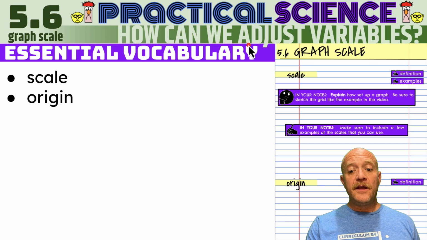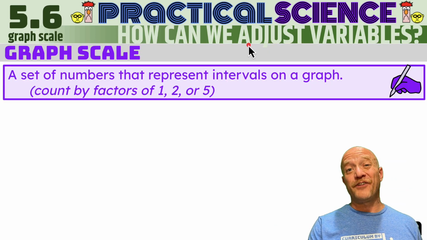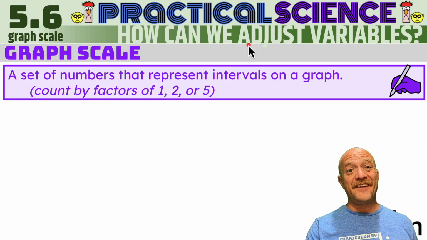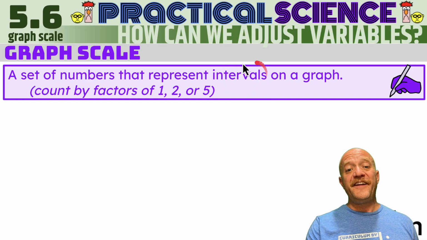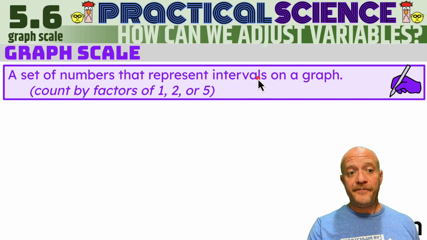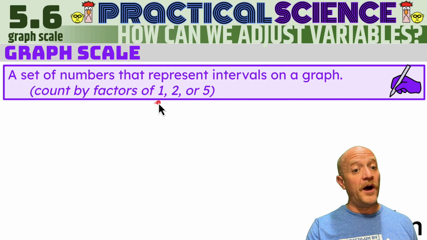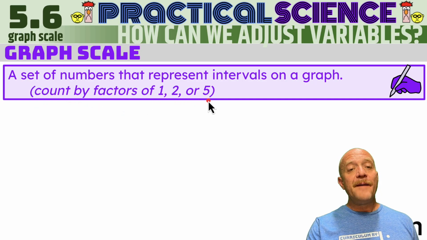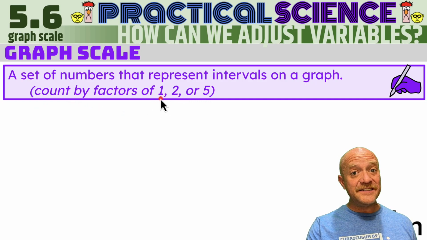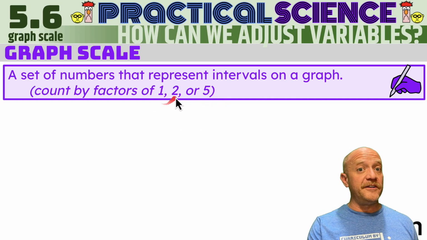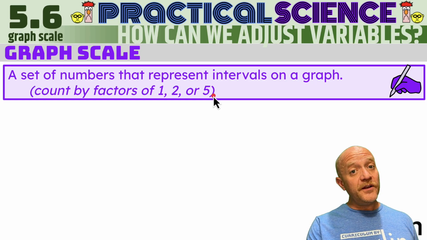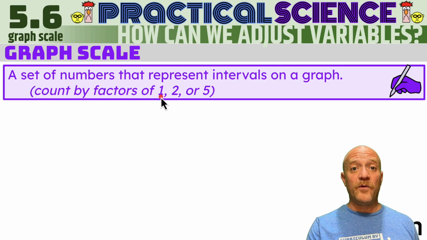So the first vocabulary word is graph scale, and this is just a set of numbers that represents the intervals on a graph. And the intervals is just a fancy way of saying what you're counting by. So you're going to count by a factor of 1, 2, or 5. But that means you could also count by 10s, you can count by 20s, you can count by 50s, you can count by 100, 200, 500. But you can also count by smaller numbers like 0.1, 0.2, or 0.5.